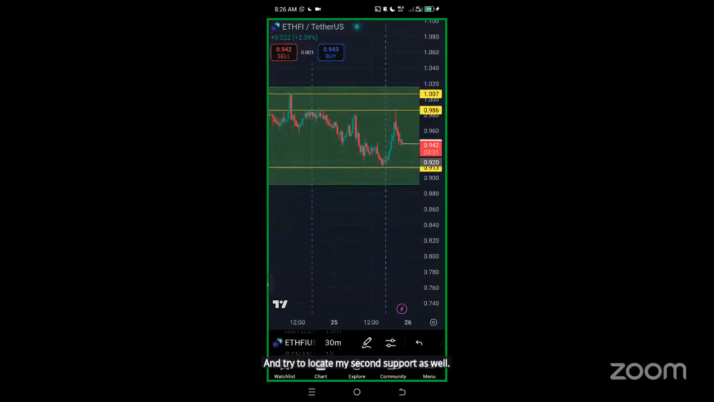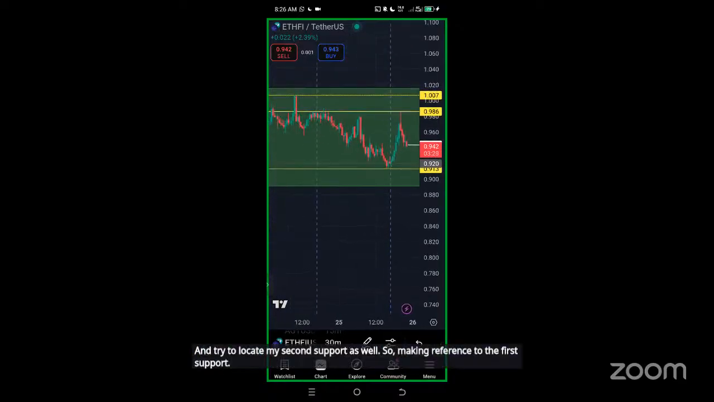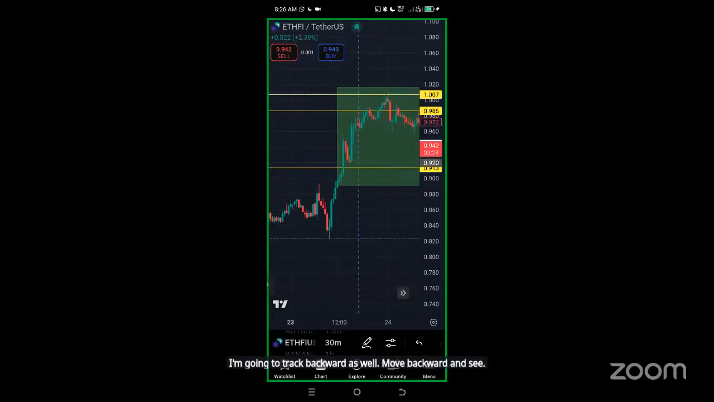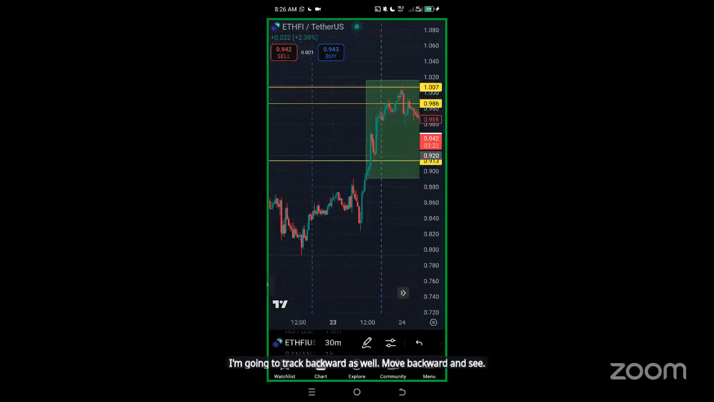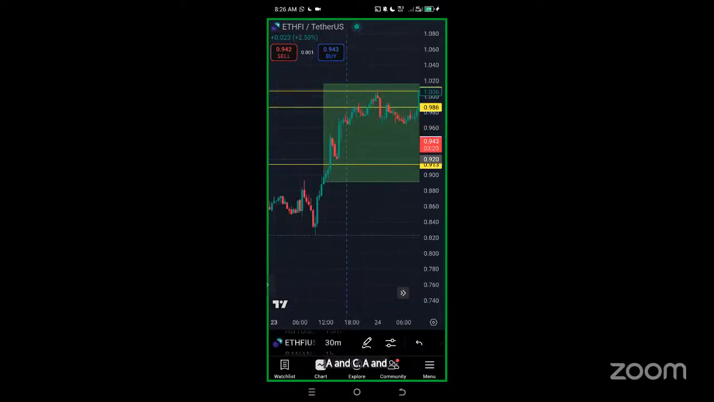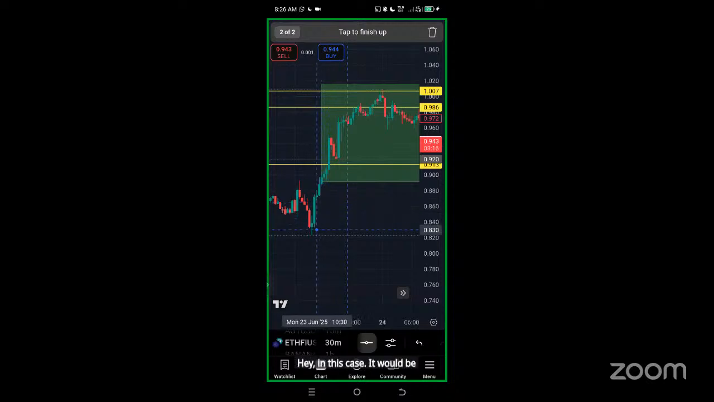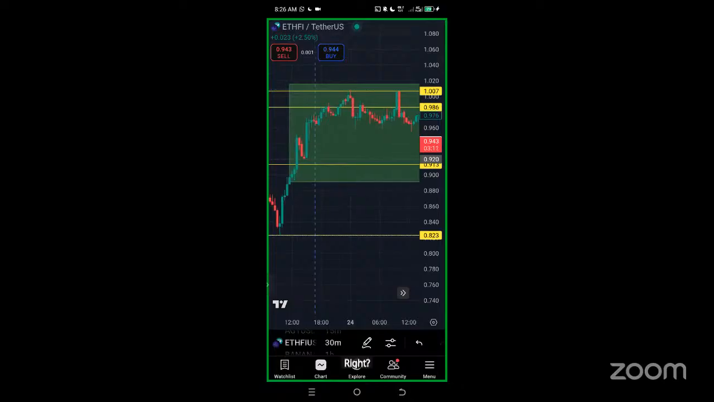So making reference to the first support, I'm going to track backward as well, move backward and see. In this case, it would be this, right? The major movement would be that, right?